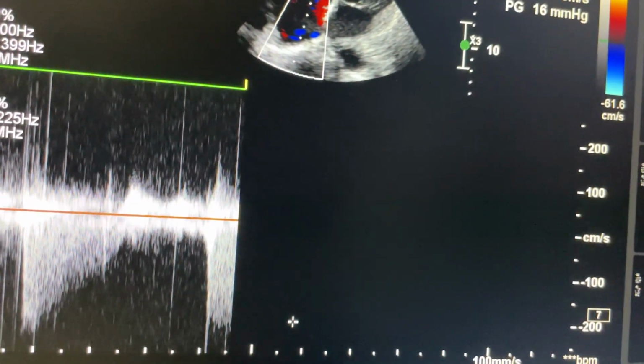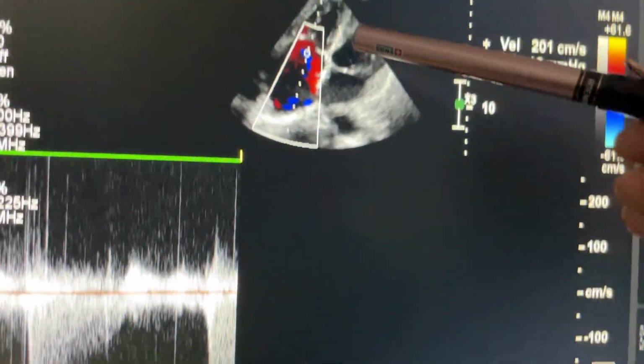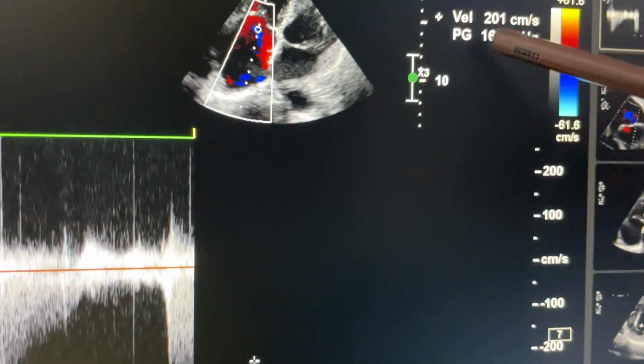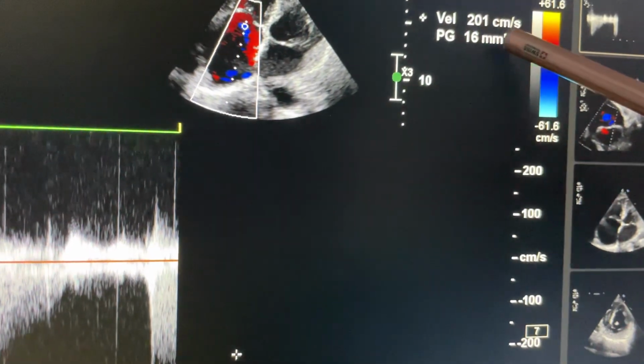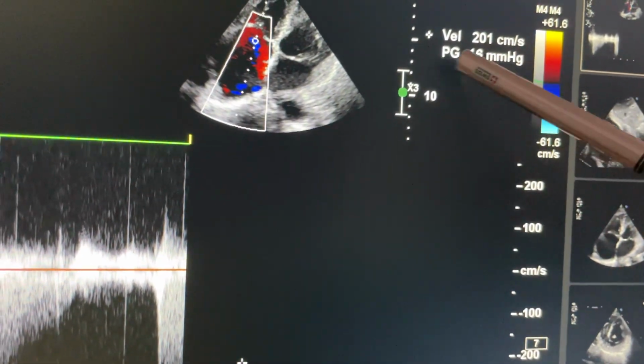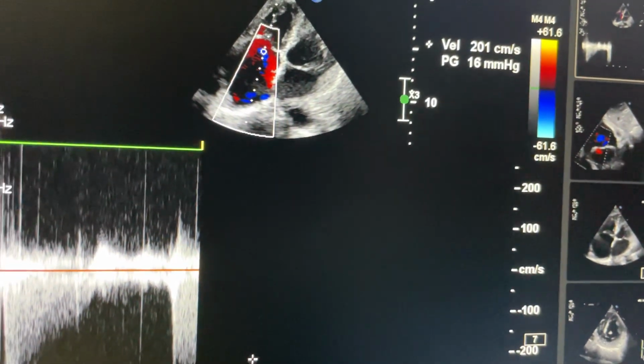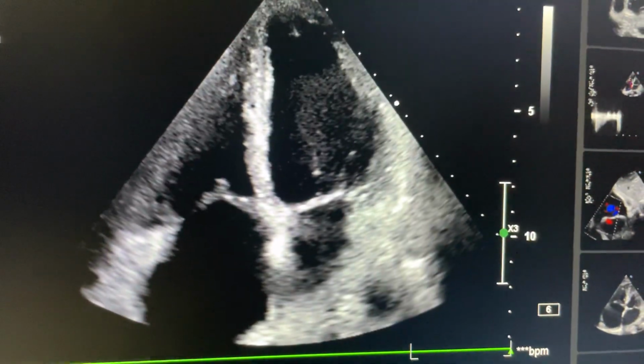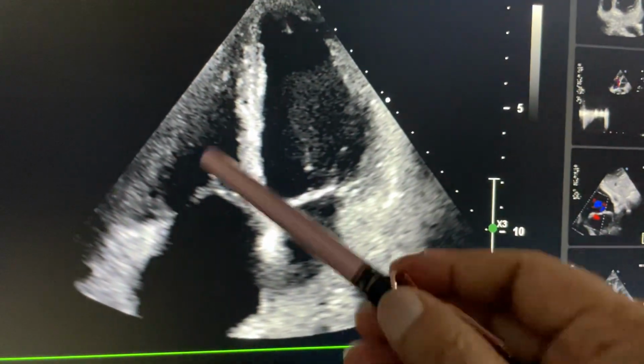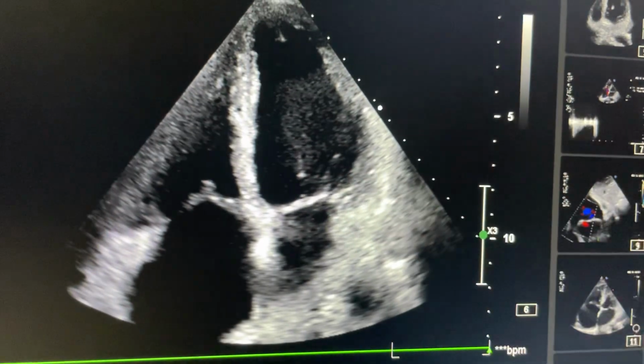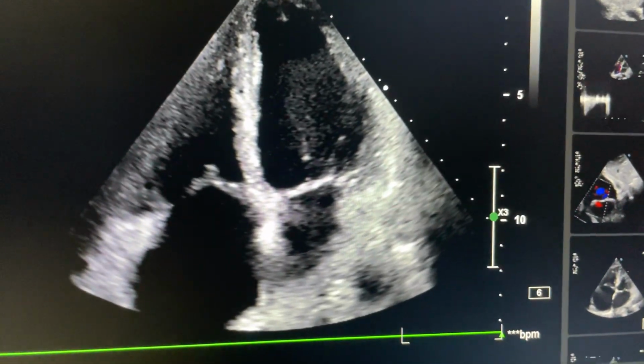You can see the TR jet. This is flow across the tricuspid valve. The velocity measured is 201 centimeters per second and the peak gradient is only 16 millimeters of mercury. So no significant pulmonary artery hypertension. You can see the right atrium and right ventricle dilated. The left atrium and left ventricle are not dilated.